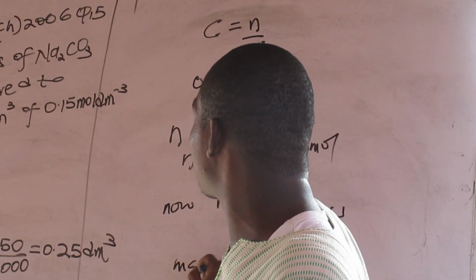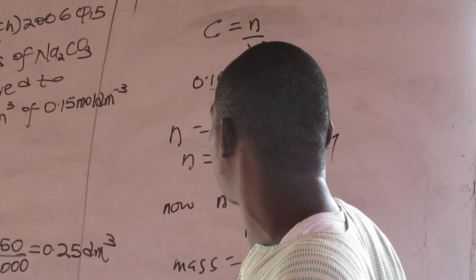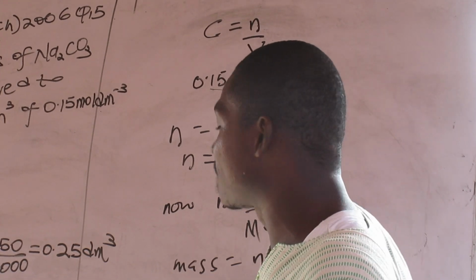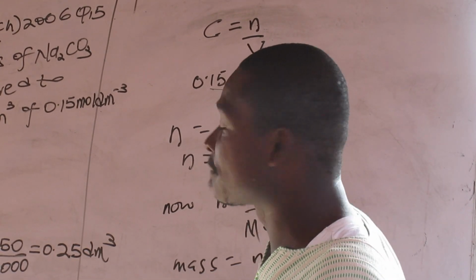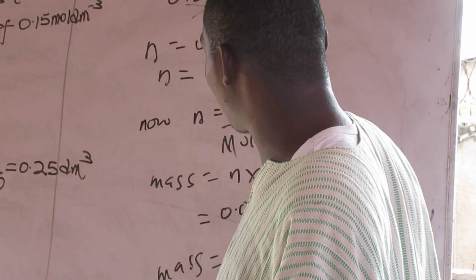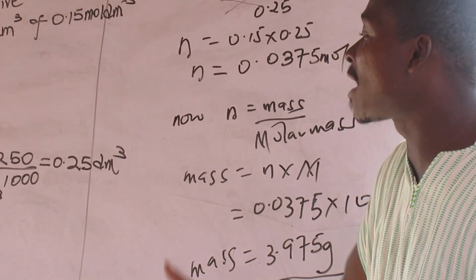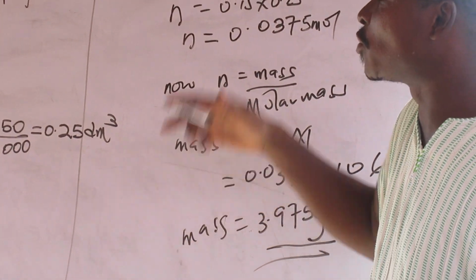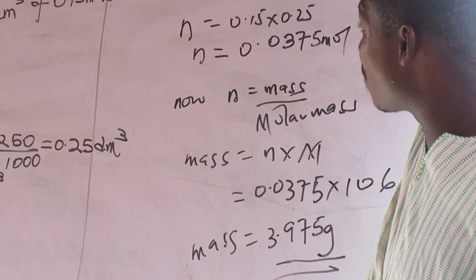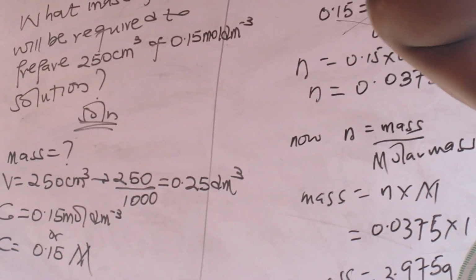Now, what is the mass? It is n times the molar mass. Now, what is the number of moles? The molar mass, 101.6. Compute. 3.975 grams. Are you okay? Good. So when they ask you to find the mass, it is what to do. We have the concentration, we have the volume, so I was able to easily get the n. Please know how to mix your parameters.